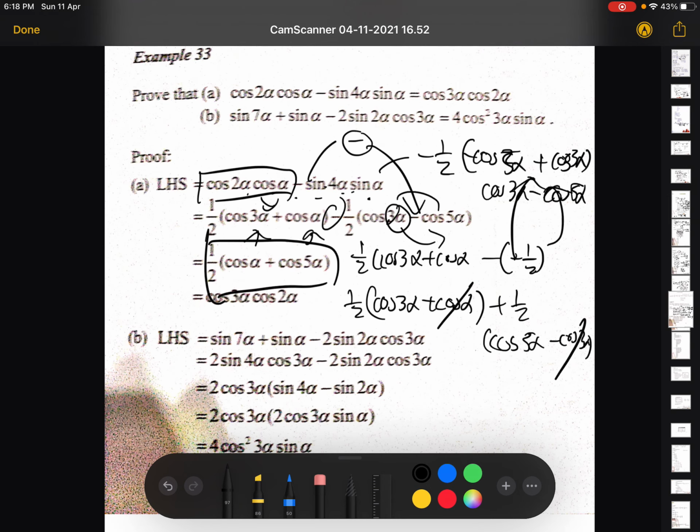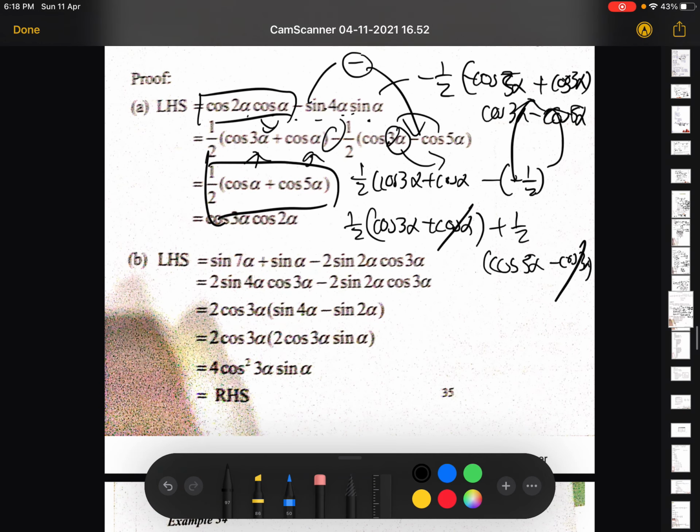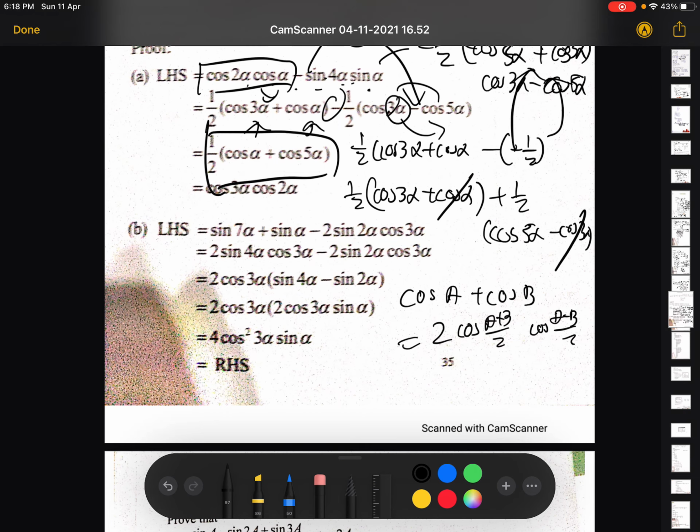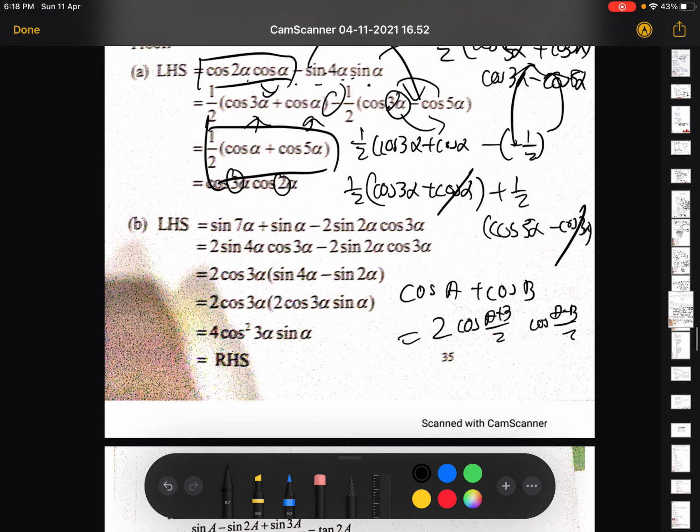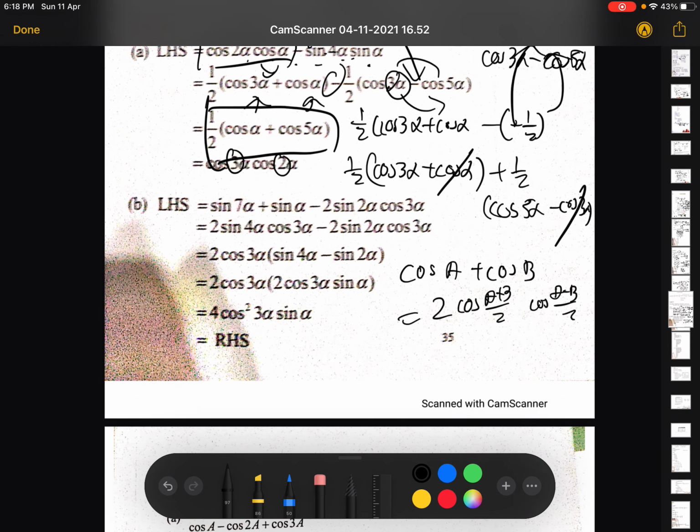And remember, you can undo it. So how do you undo? cos A plus cos B is equal to 2 cos of A plus B over 2, cos of A minus B over 2. So A plus B over 2 is 3, A minus B over 2 is 2. So yes, you can undo. Where did the 2 go? It got cut by the 1.5.